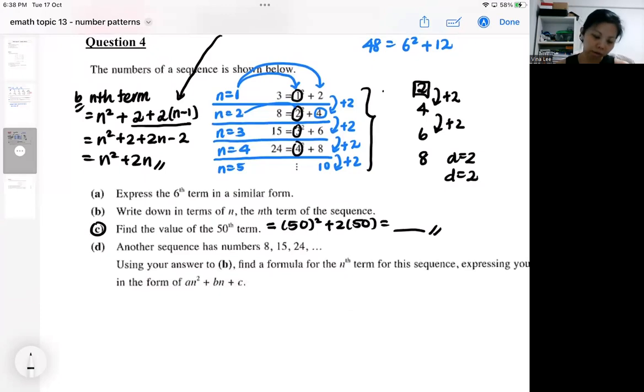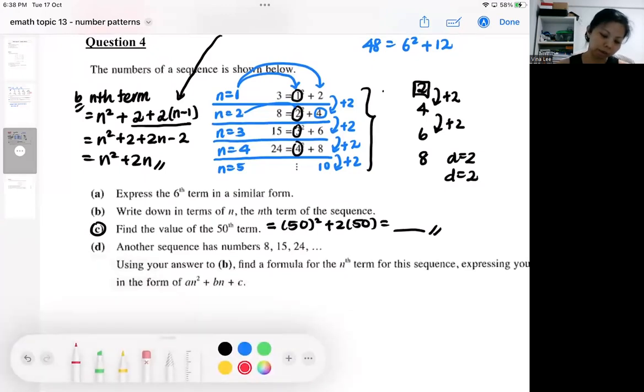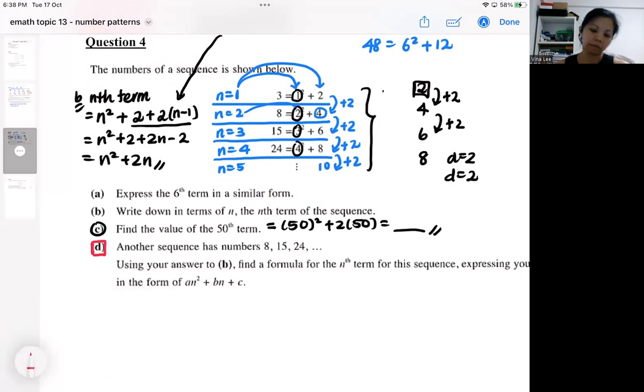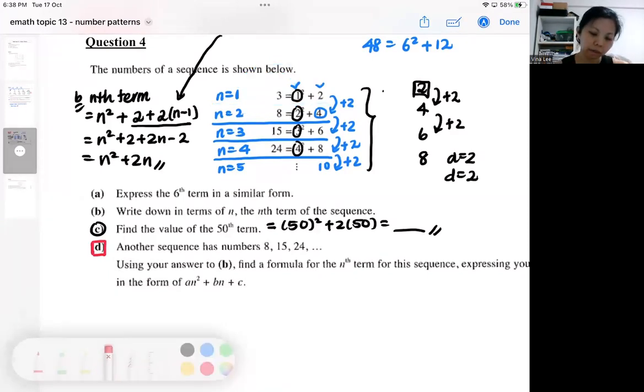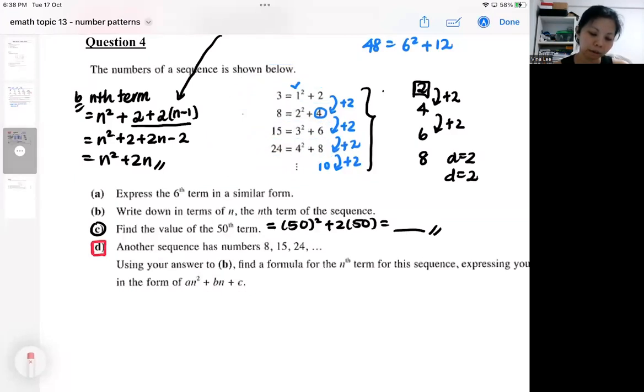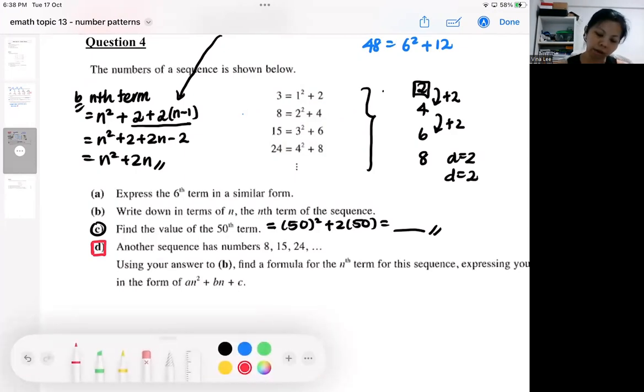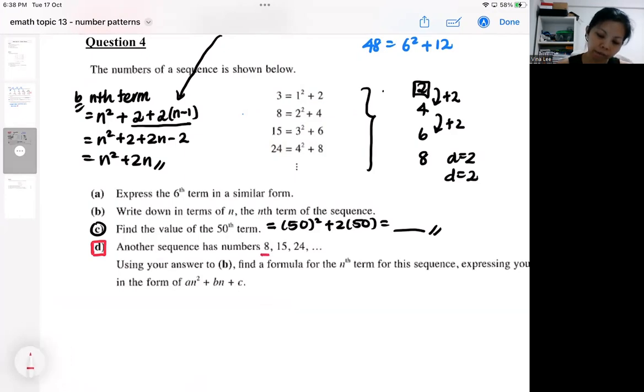Okay. Now, the next one is the one that will set some of you thinking. So they are giving you another sequence that starts from 8. So another sequence that starts from 8, 15, 24. If you are observant enough, you realize that that is exactly what you have here.